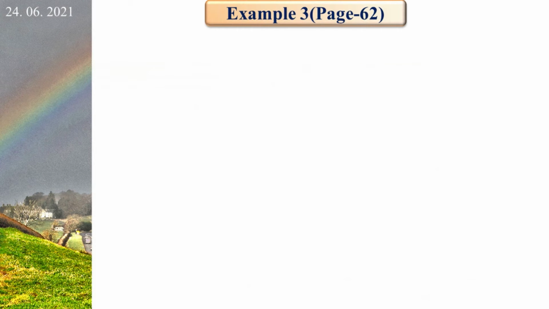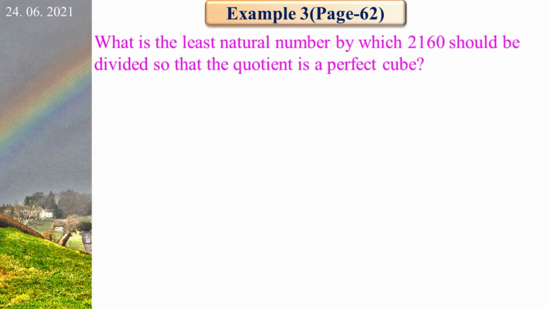Let us learn the next example sum. What is the least natural number by which 2160 should be divided so that the quotient is a perfect cube? 2160 is not a perfect cube. Okay. How to make a perfect cube? Listen. First, we find the prime factors of a given number. Then we make groups of 3 equal factors.